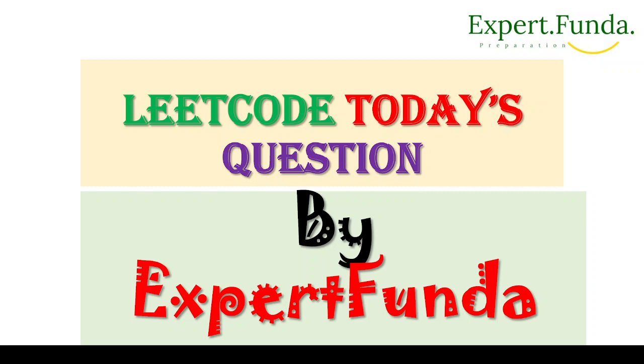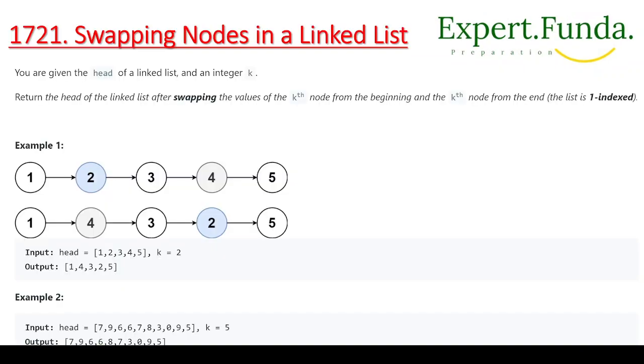Hello guys, welcome back. Today we are going to understand today's Leetcode question. Today we have Leetcode question 1721, and we have to do the swapping of nodes in a linked list. We are given the head of the linked list and an integer k.